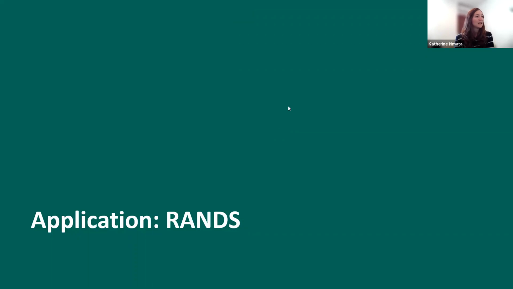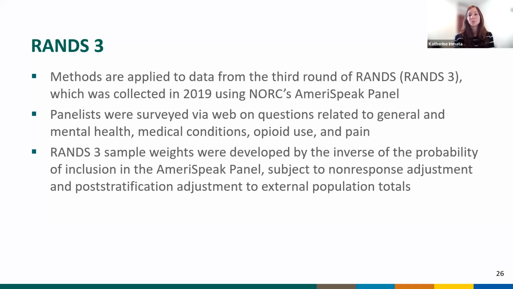Okay, and then going on to our second to last section, looking at application. As I mentioned earlier in the talk, all of this research was really motivated by the RANDS program at NCHS. And so now we'll look at an example where we apply these findings to the RANDS data. We'll take a look at data from the third round of RANDS, or RANDS 3, and this was collected in 2019 using NORC's AmeriSpeak panel.